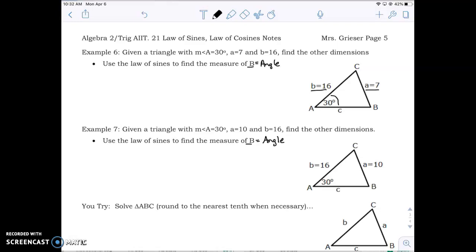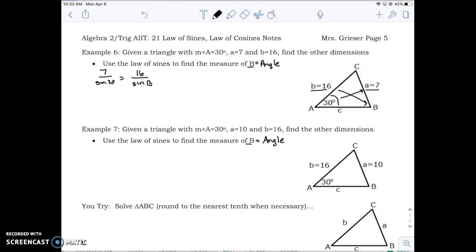So this time I'm going to be solving for the angle rather than the side. Let's see, I have A and side A, and I have B. That means I'm solving for angle B. 7 over sine 30. Now, what's going to go on top, the 16 or the sine B? 16 is correct.